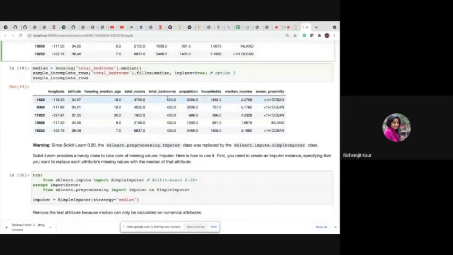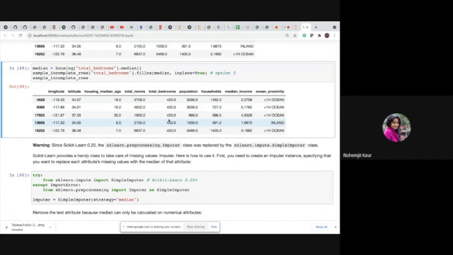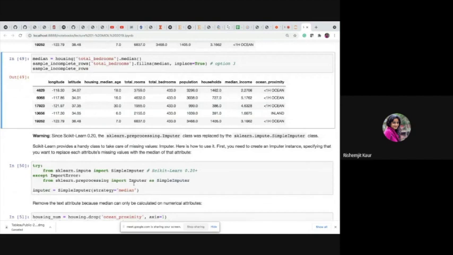Or the third option, where we replace it with some sort of values, where we have replaced NaNs with, in this case here, 433, which was the median value, right? So these are the different sort of strategies that we use.